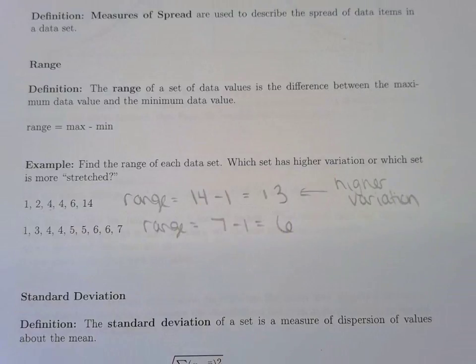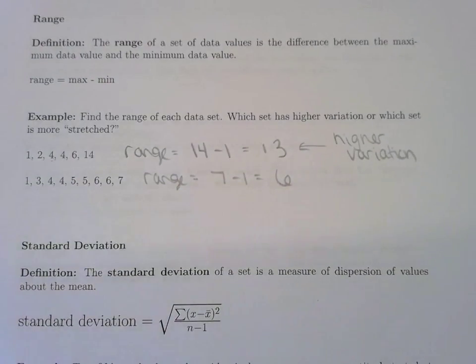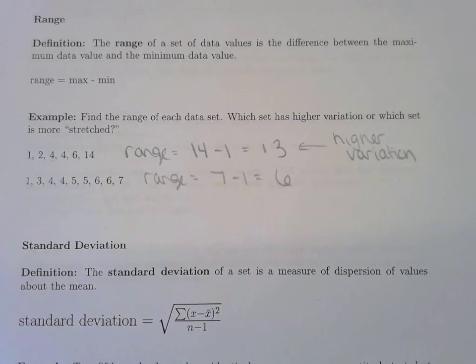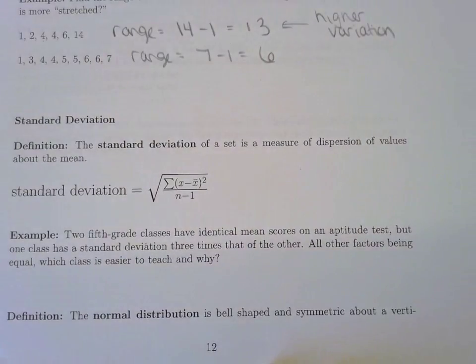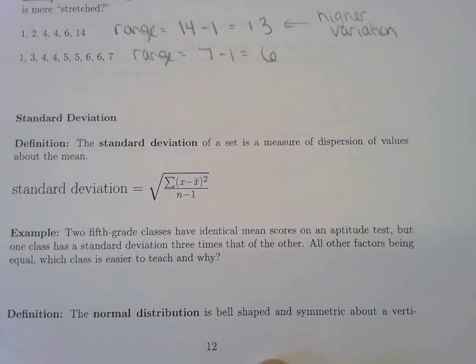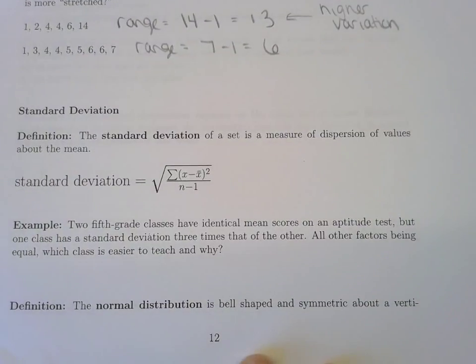And then the next measure of spread, the last one we're going to look at, is standard deviation. For standard deviation, we're not actually going to compute any. You won't have to do that on the SAT, but you do need to know what it means. Definition: the standard deviation of a set is a measure of dispersion of values about the mean. What that means is we're measuring how spread out data is around the mean. To find the standard deviation, we have to find the mean first, and then compare all of those values to the mean and see how stretched it is.